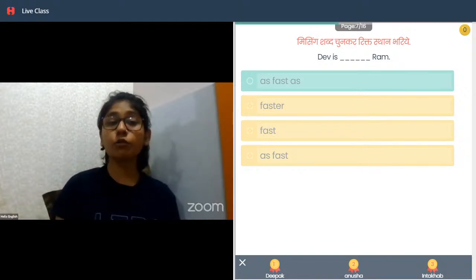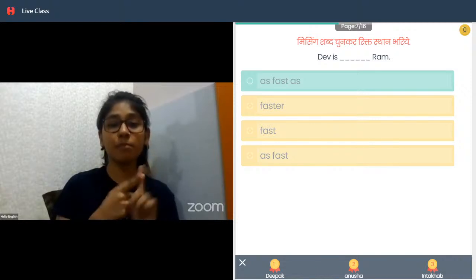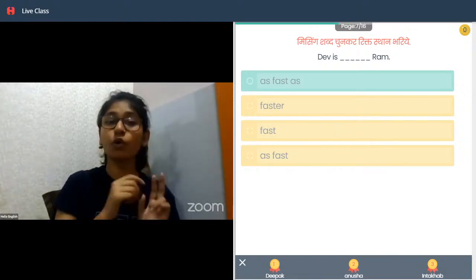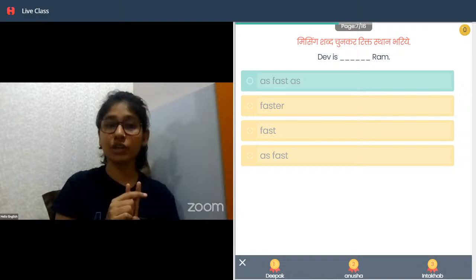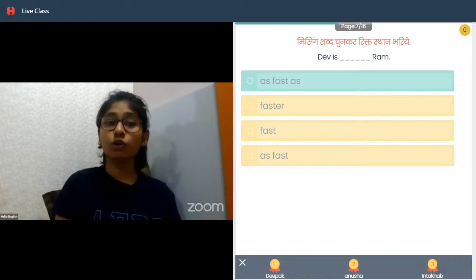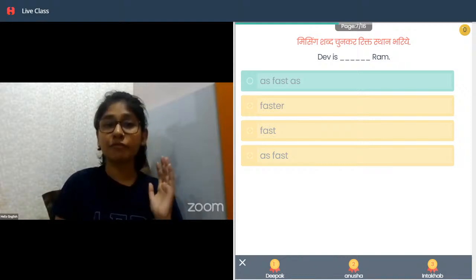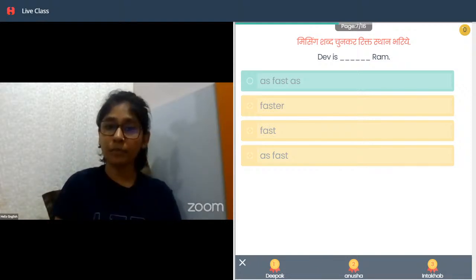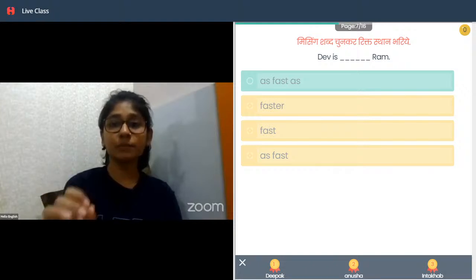Okay. Now, if I wanted to compare, then it is important. We've already learned that we use the comparative degree of the adjective followed by than, right? THAN. So if I wanted to compare, I could have said that Dev is taller, or Dev is faster than Ram. Okay. Or Dev is less fast than Ram. Okay. Than is important. Next, she speaks dash her father.